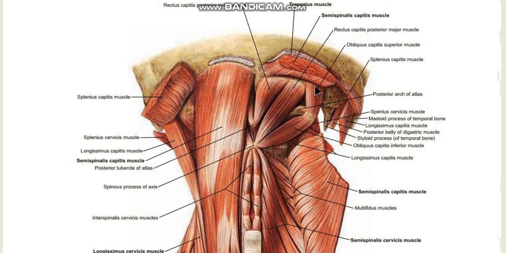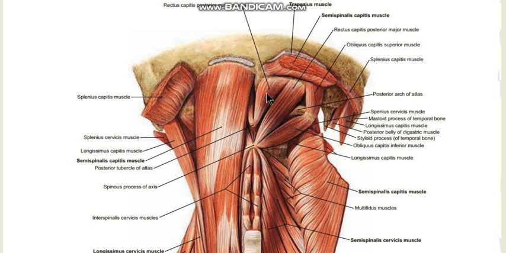And you can see that this triangle is bounded above and laterally by the obliquus capitis superior, above and medially by the rectus capitis posterior major, and below by the obliquus capitis inferior. In addition, you have this muscle, rectus capitis posterior minor.